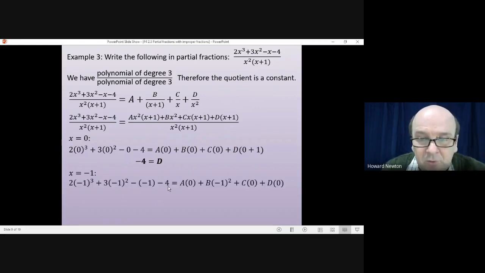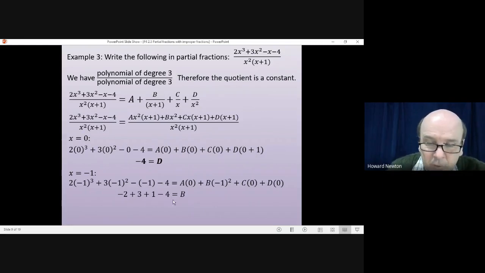If I then let x equal minus 1, on the left-hand side, I'll get all of this. And on the right-hand side, I'll get a times by 0 because this will be 0 here. The b term will exist, b times minus 1 squared, but both the c and the d term have got an x plus 1 in brackets, so those will also equal 0. That means, simplifying this, I get minus 2 plus 3 plus 1 minus 4 is equal to b, minus 1 squared is 1, and that gives me b equals minus 2.